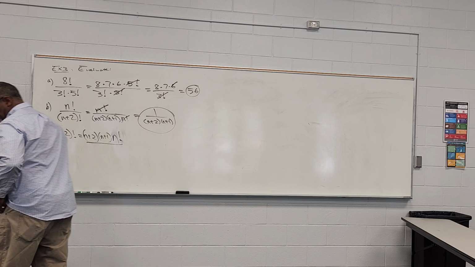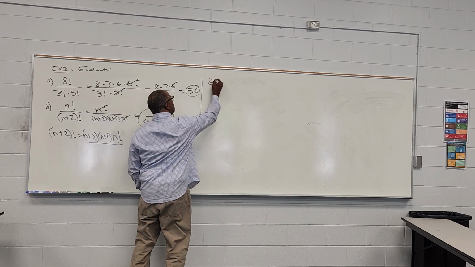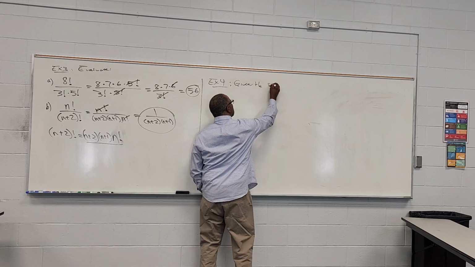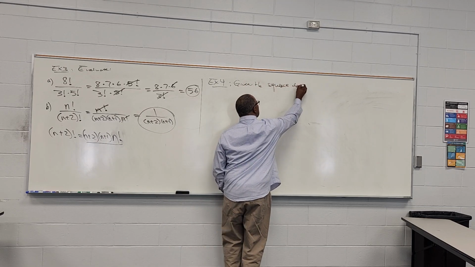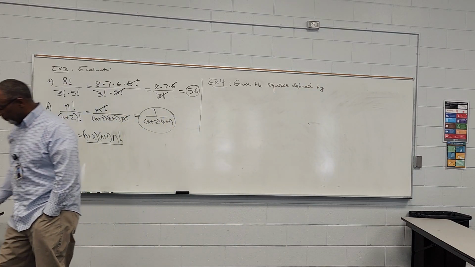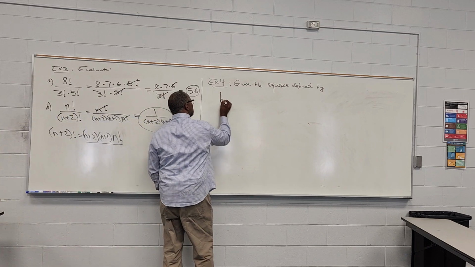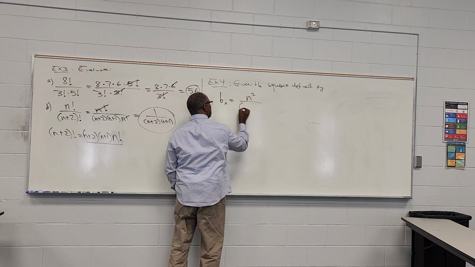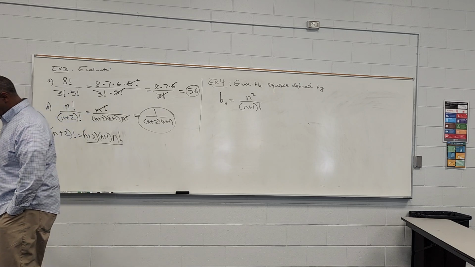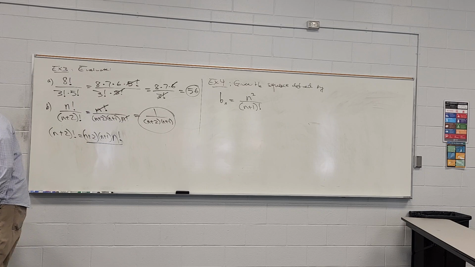Example 4, given the sequence defined by b sub n equals n squared over n plus 1 factorial. They want me to find b sub 6.